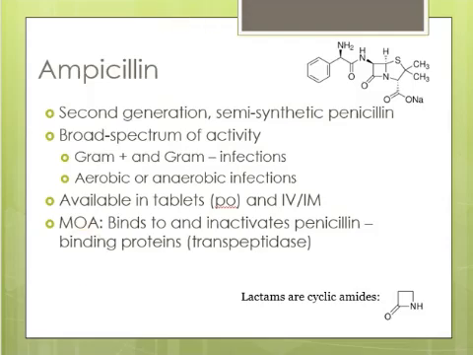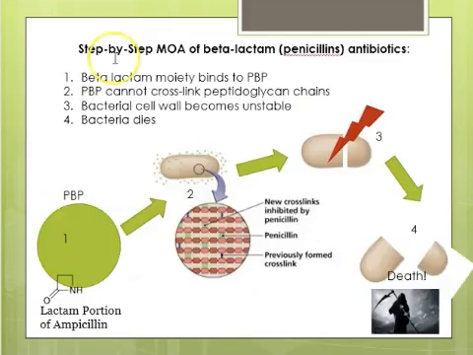And so how does it work? So mechanistically, we define it as a drug that binds to and inactivates what's called the penicillin binding proteins. If you look in the immunology or the microbiology literature, sometimes they're referred to as transpeptidases. It's the same thing. Penicillin binding proteins, or PBPs, are transpeptidases. And so the way this works is basically 4 steps. The beta-lactam portion of the penicillin binds to the penicillin binding protein. Okay, that's how it got its name.